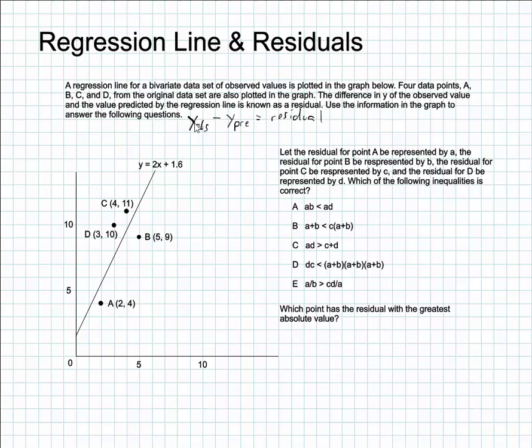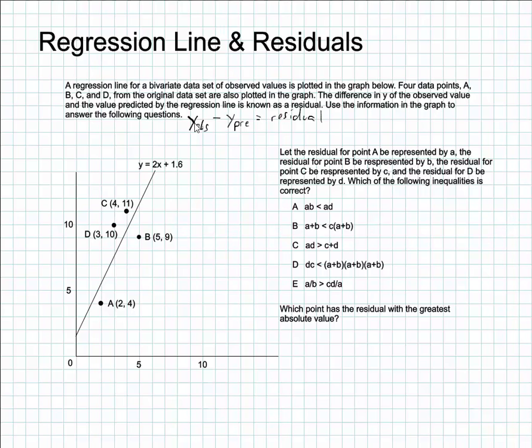Let's take a look at the actual graph here. So we have a line of best fit, and the line is actually defined for us. y equals 2x plus 1.6. And then we have 4 points on there at coordinates (2, 4), (5, 9), (4, 11), and (3, 10).